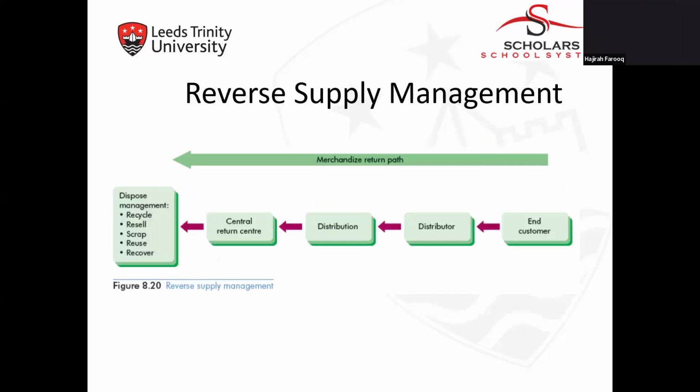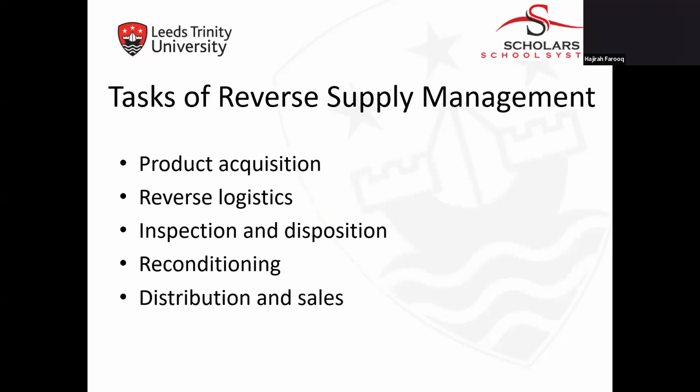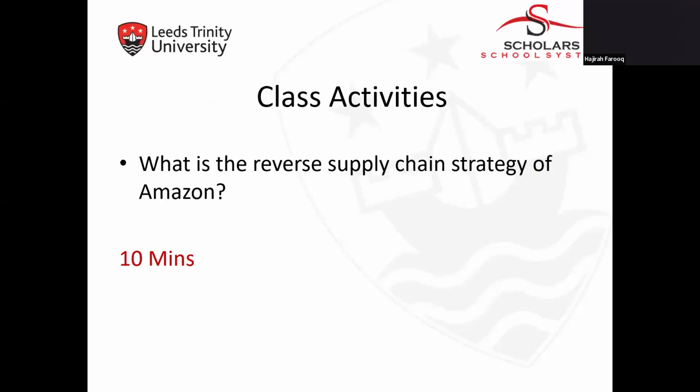Then we discussed the reverse supply chain method, which starts from the end customer, then to the distributor, then distribution, then central return center, and then disposition management like recycle, resell, scrap, reuse, and recover. Then we discuss some of the tasks of reverse supply chain management, which includes product acquisition, reverse logistics, inspection and disposition, recondition, distribution, and sales. Then we did a little class activity about a question: what is the reverse supply chain strategy of Amazon?